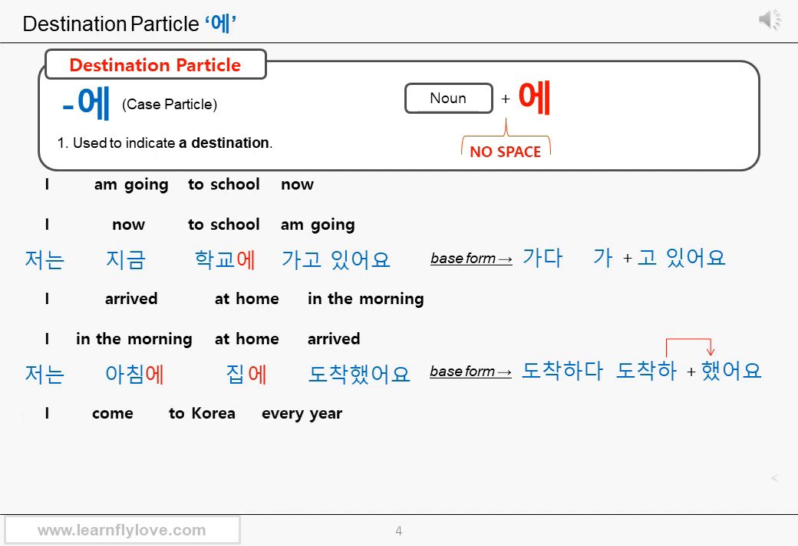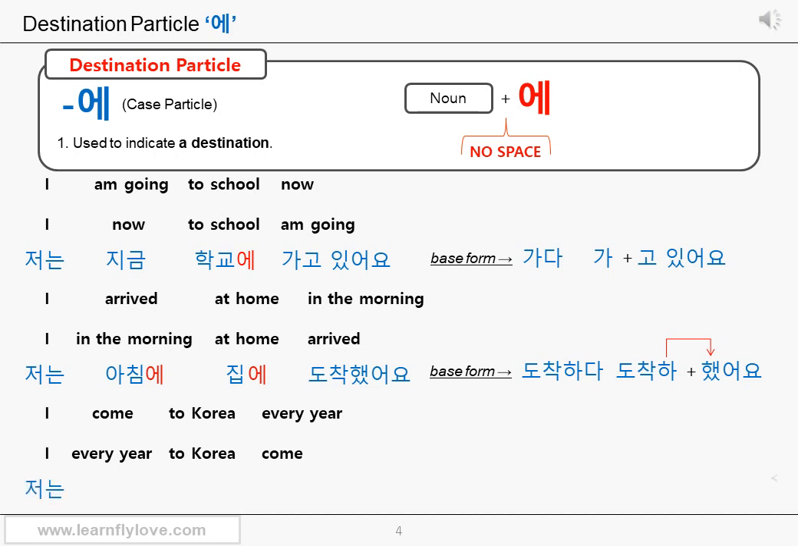I come to Korea every year. Now you're in Korea. Someone asks you how often you come to Korea. And you answer, I come to Korea every year. The present simple tense is used because it's something habitual or repetitive. Same in Korean. You need to use the present simple tense. I, every year, to Korea, come. Korea is your destination. You come every year.